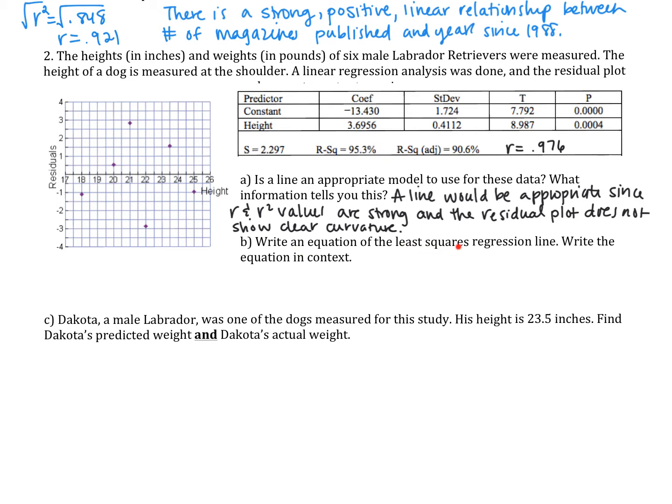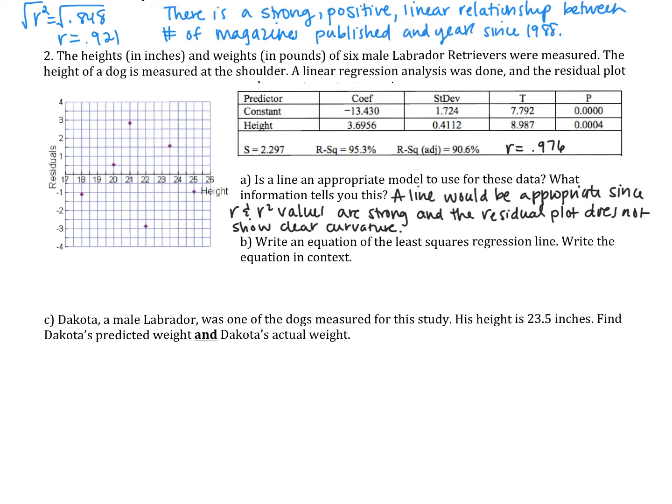Write an equation of the least squares regression line. Write the equation in context. Okay, so remember, height is our x, and across from that is our slope. Our y-intercept is negative 13.430, and I don't know what my y variable is by just looking at this table. I have to look at the context. If height is x, then weight is y.